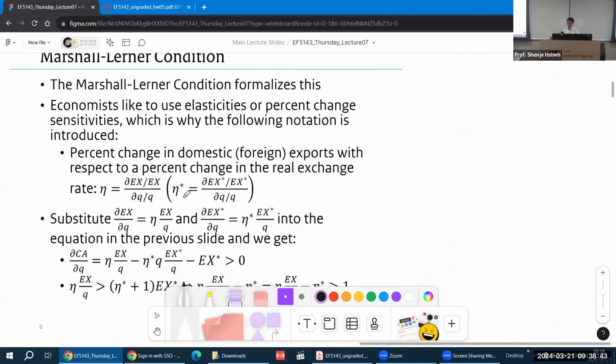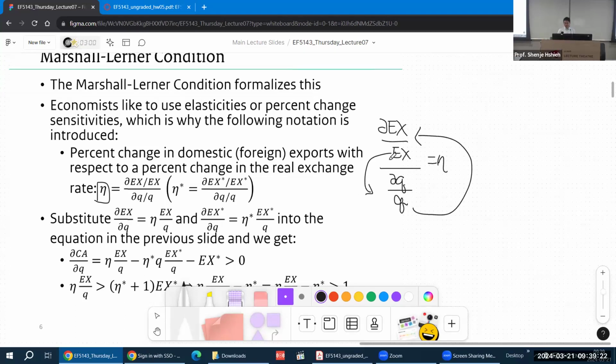We do this by realizing that we can come up with a new variable called eta. So eta is our elasticity term, which is defined as, in this case, the percent change in exports with respect to the percent change in Q. Okay, so this is our eta. So realize that the 1 over Q moves the Q up here, right? And therefore, this divided by the EX term moves to the denominator.